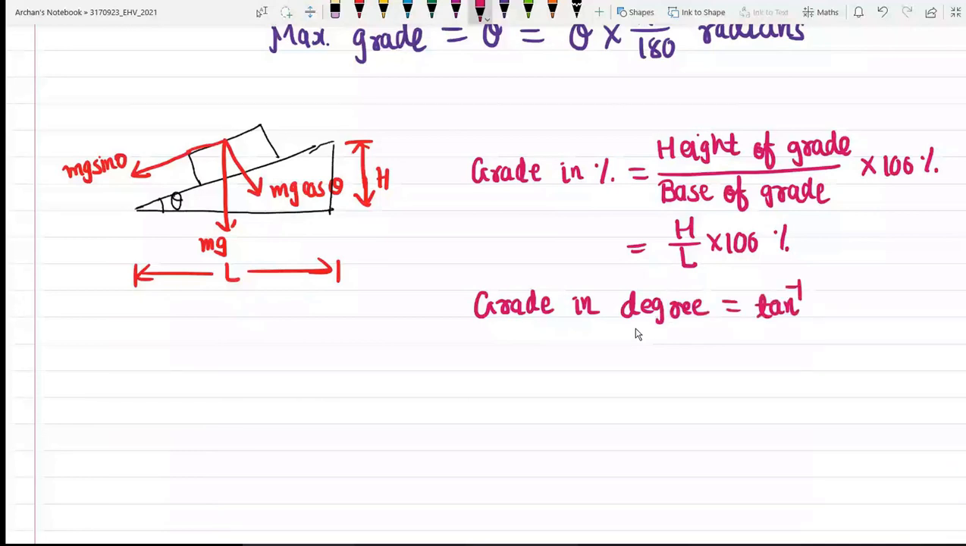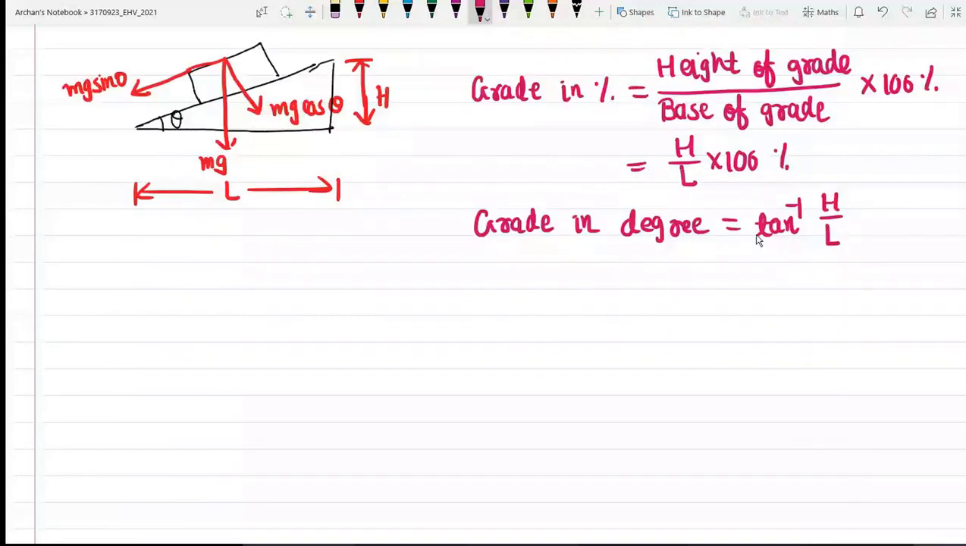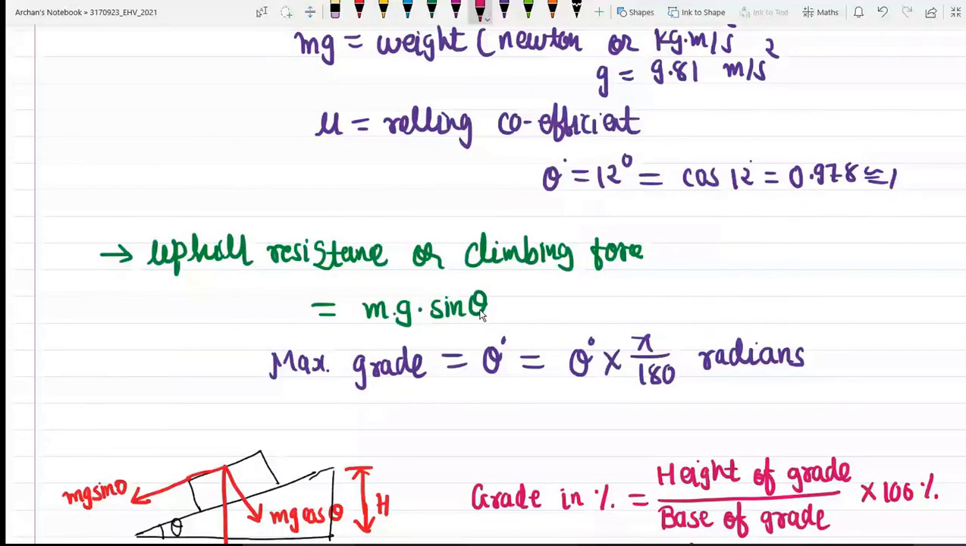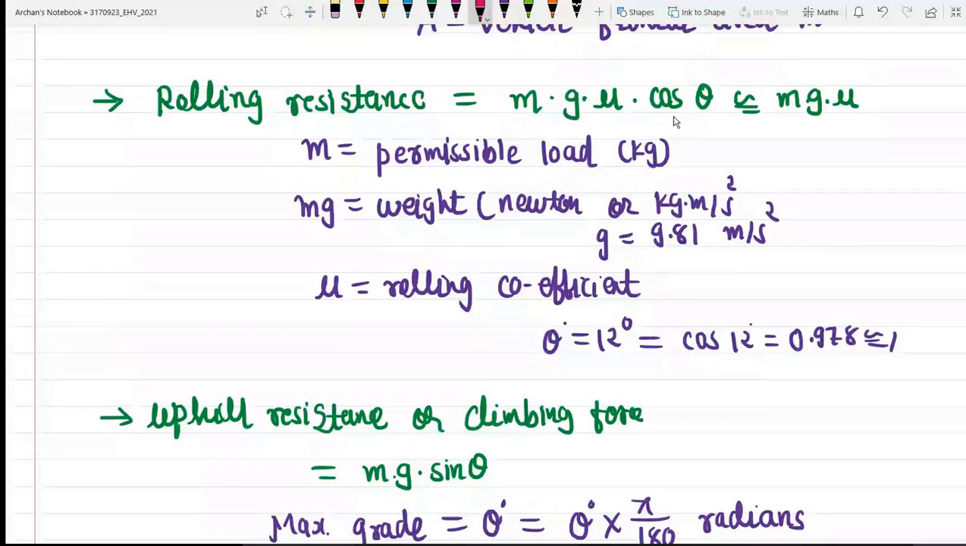Okay, so this is the grade you will be able to find out, and the maximum value of grade is normally considered to be 12 degrees. So it will have some value of mg sine theta, but when we talk about mg cos theta, that is cos theta, it is generally around 1, and that is why cos theta is neglected. The rolling resistance is generally considered as mg times mu, where mu is my rolling coefficient, which depends on the condition of the road. Whenever we have a smoother road, that mu will be less, and whenever we have a rough road, the mu will be more, right? And it will be given to us.